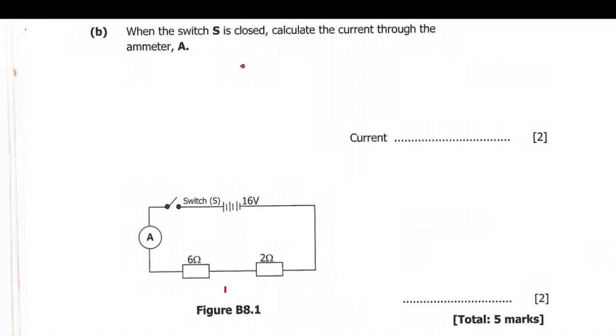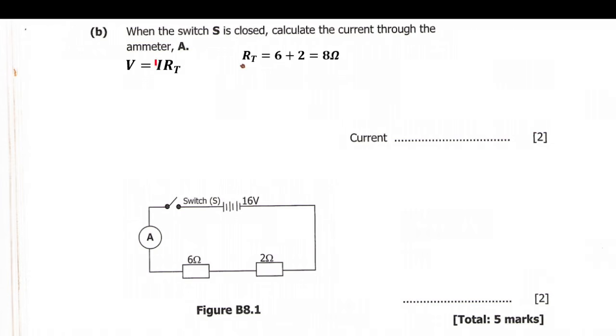So for us to be able to calculate that current, first of all, we need to know the total resistance in this circuit. So we need to add these. The formula is: voltage is equal to current times RT, where RT is total resistance. RT will be 6 plus 2, which gives us 8 ohms. So the total resistance in this circuit is 8 ohms.